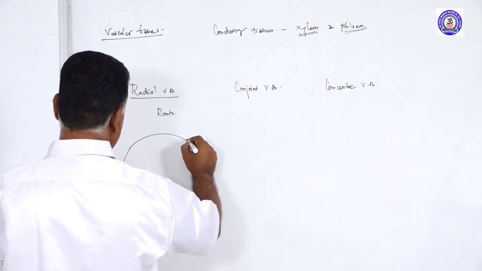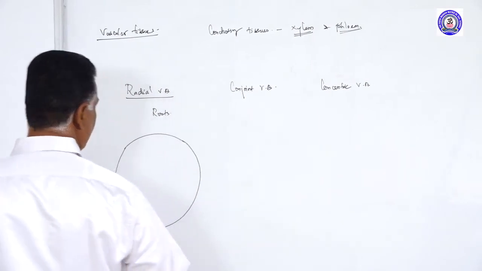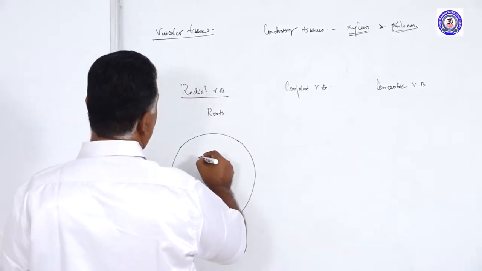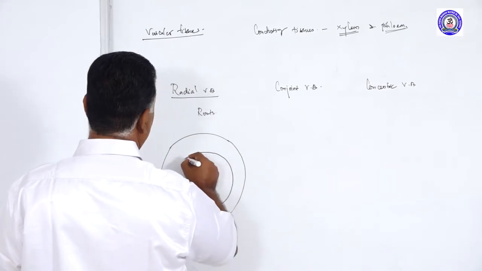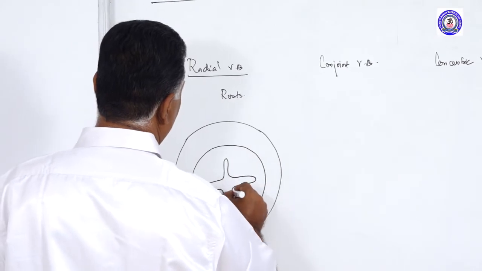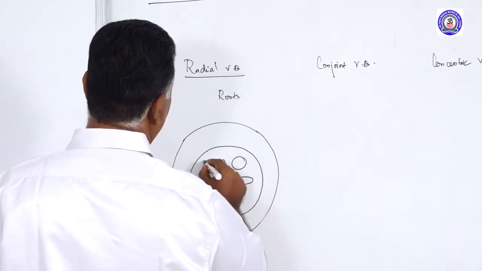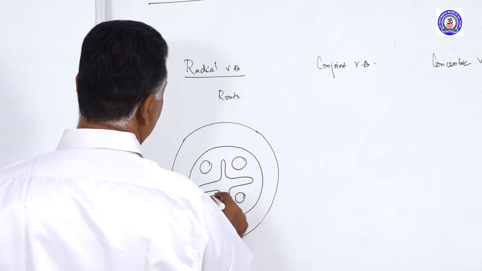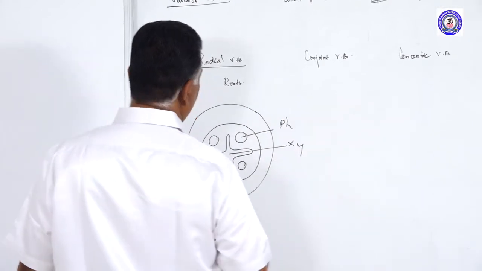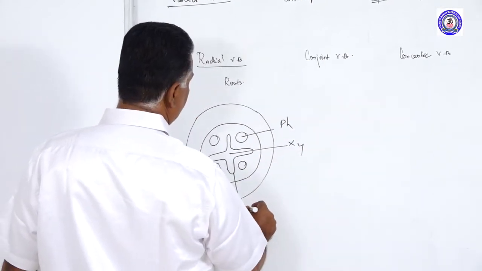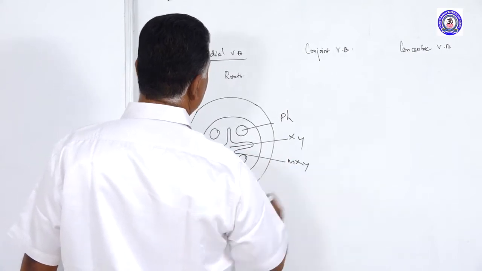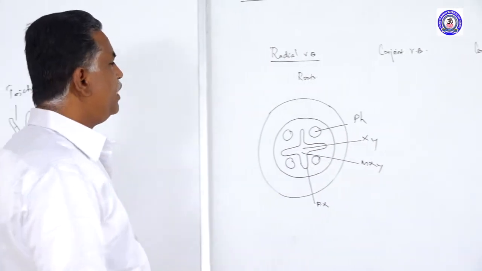If you consider this as a ground plane of a root, if you take a dicot root, xylem is at the center and phloem is found in patches like this. This is xylem, this is phloem. This is protoxylem, this is metaxylem. You see the position of phloem and xylem.